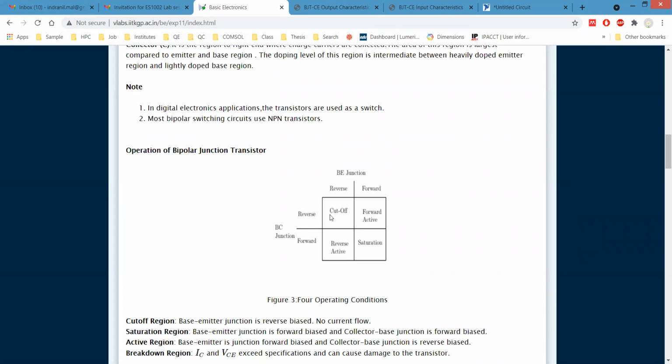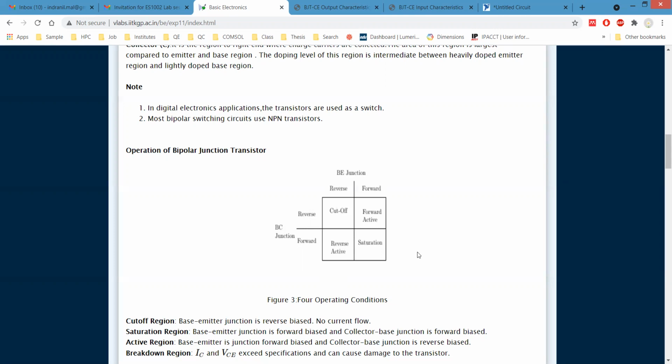So what do cutoff, active and saturation actually mean? I think you have already gone through the theoretical characteristics of a transistor, but we can still see from the lab experiment curves, the input and output characteristics, how to easily distinguish these regions. Basically there are four, or you can say three regions: one active region, one cutoff and one saturation region. Then you can see the difference between them.